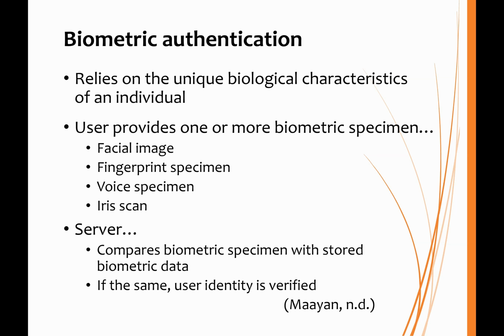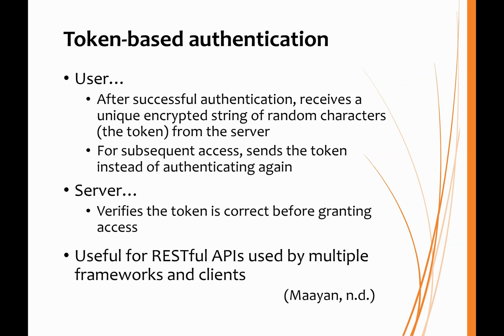With token-based authentication, the user will first gain access through successful authentication and will then be given a unique encrypted string of random characters, and this is the token. The server will provide that token, and for subsequent accesses, the user will use that token instead of having to authenticate again. And what the server will do is to verify that the token is correct before granting access.